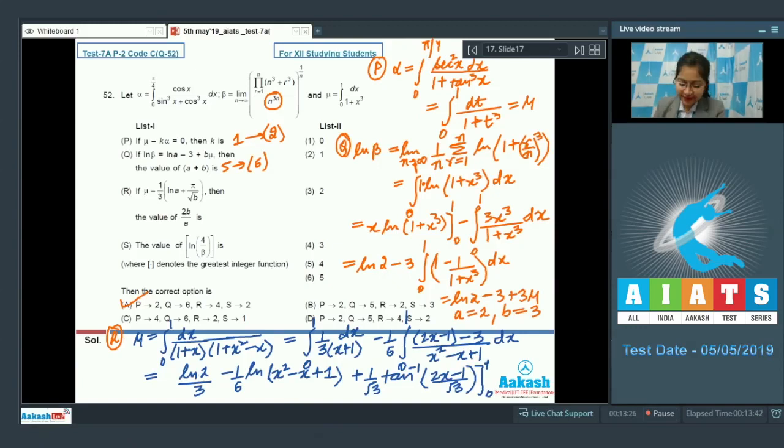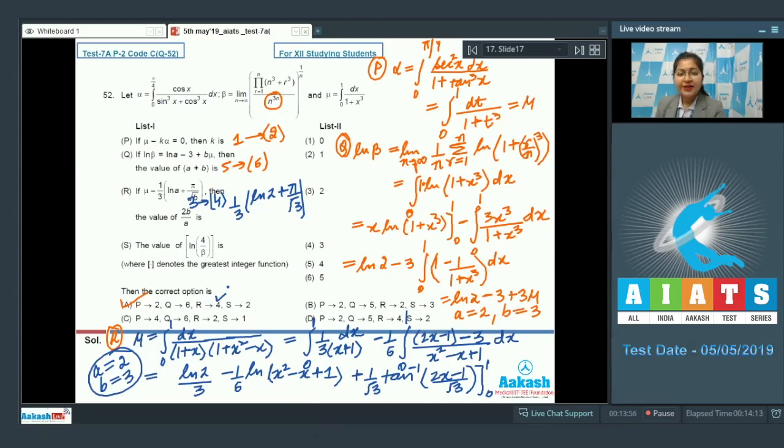So solving this, we will get it equal to 1 by 3 times ln 2 plus pi by root 3, which means that the value of a is equal to 2 and the value of b is equal to 3. So the value of 2 into b, that is 6 upon 2, that is 3, which means that option number 4 is correct. That is what has been given in option number A.